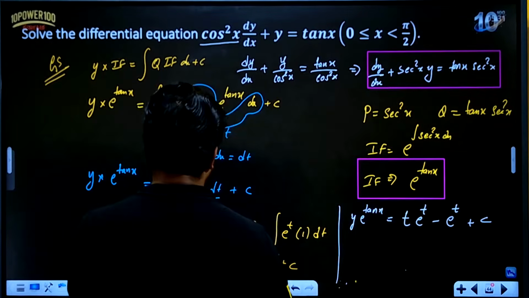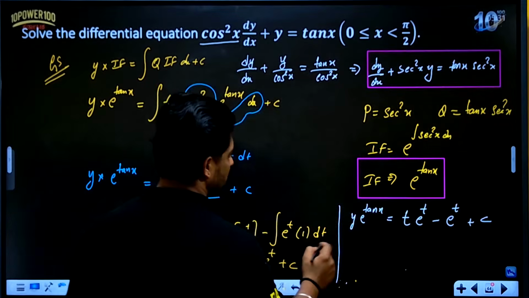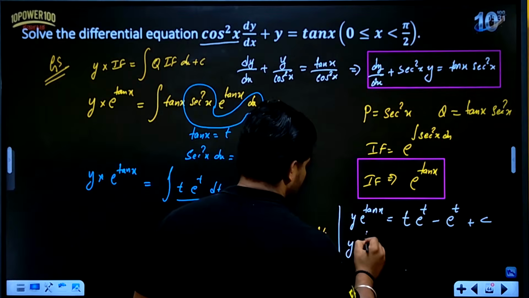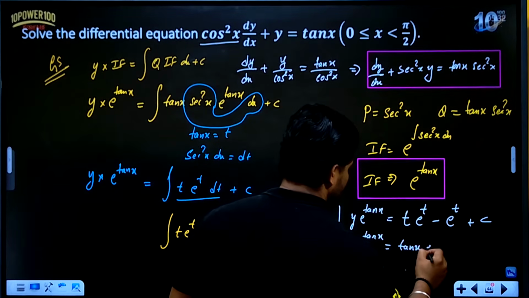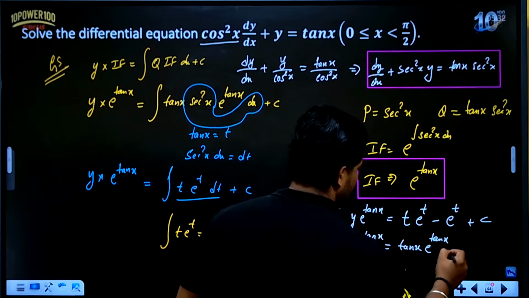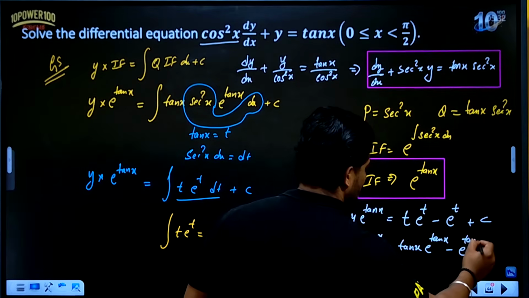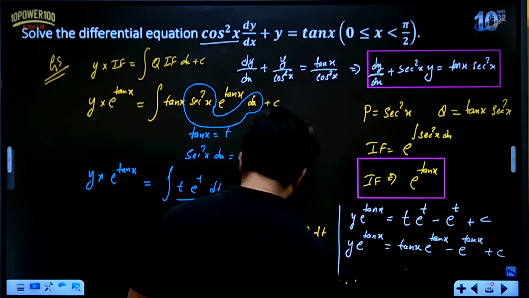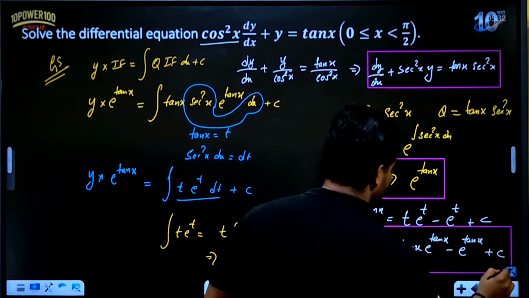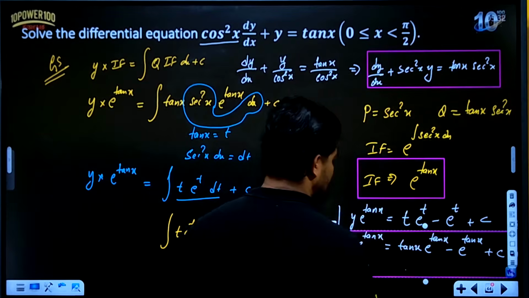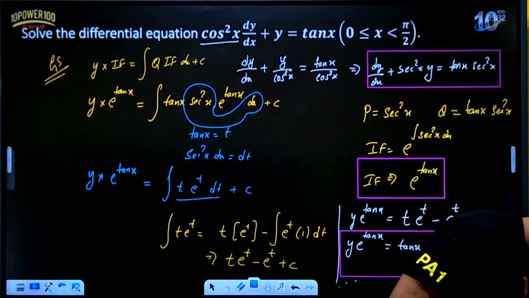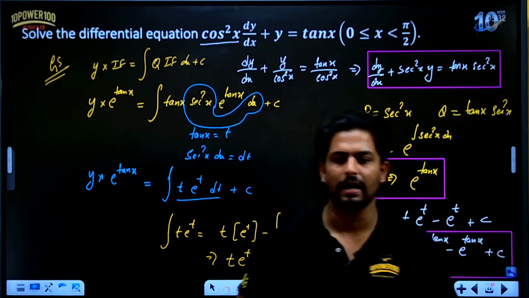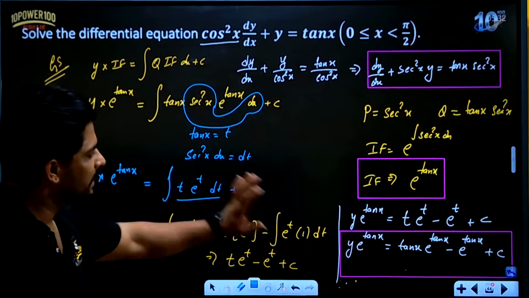Okay, now what is t, t is tan x, replace everything. So y into e to the power tan x is equal to tan x into e to the power tan x minus e to the power tan x plus c. So this much is enough. So don't solve further, because many people miss the minus and plus here, especially when it comes to exponents, you will miss out. Okay, so it's better to keep it as it is.